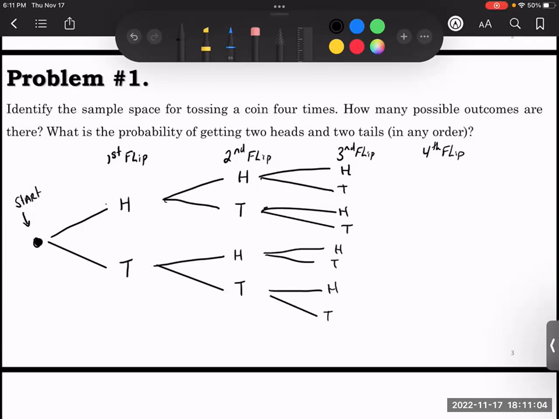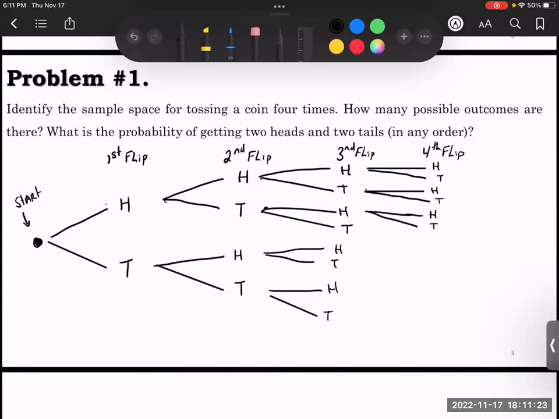Okay. And we extend this for one more time where we do a fourth flip. Hopefully I'm not running out of too much room, but we're going to have heads, tails, then heads, tails again. And we have to do that for each of the letters that we see, right?